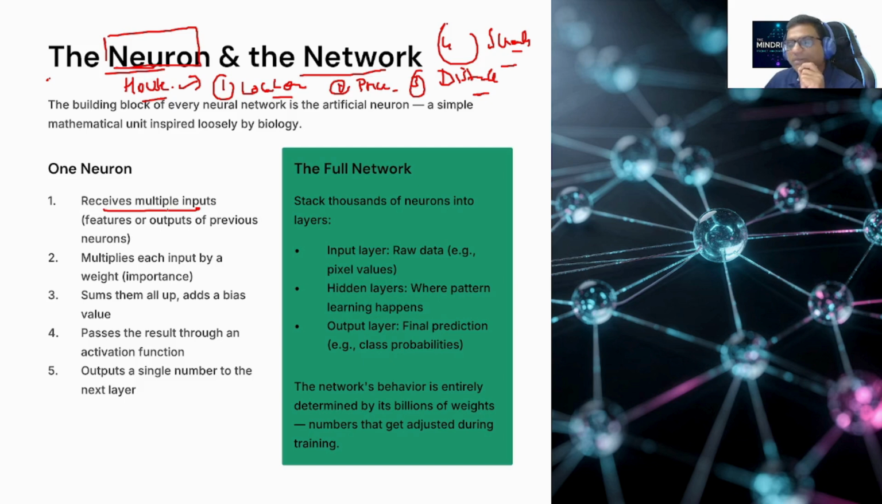It receives multiple inputs. Each input has a level of importance. That's called a weight. So a neuron receives multiple inputs, and each input has an importance. In mathematics, we call it weight, right? The neuron combines everything together and produces an output. That's it. This is simple.